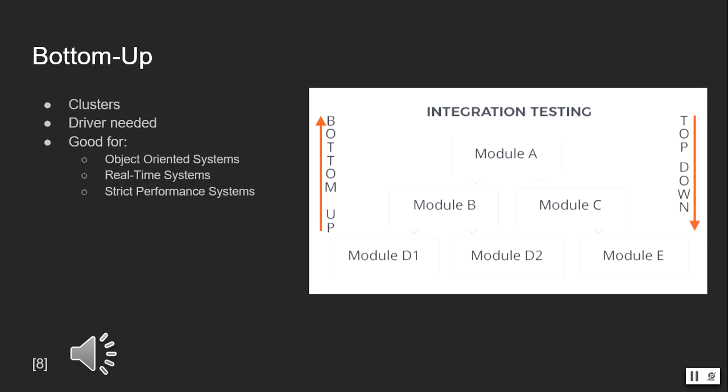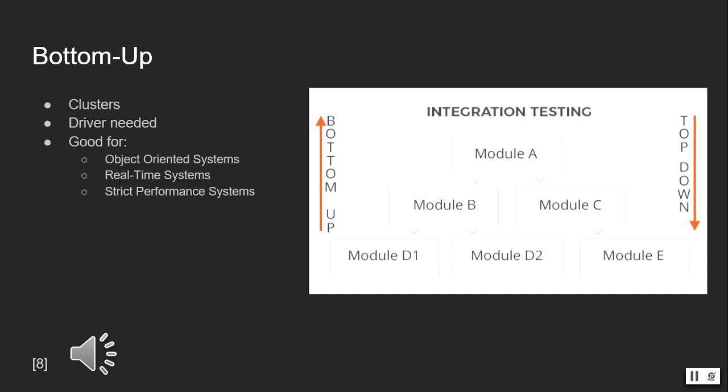Bottom-up eliminates the limitations of the top-down approach. In this method, first, the lowest level modules are assembled to form clusters. These clusters serve as a subfunction of the application. Then, a driver is created to manage the test case input and output. After this, the cluster is tested. Once the cluster is tested, the driver is removed, and the cluster is combined with the next upper level. This process goes on until the whole application structure is achieved.